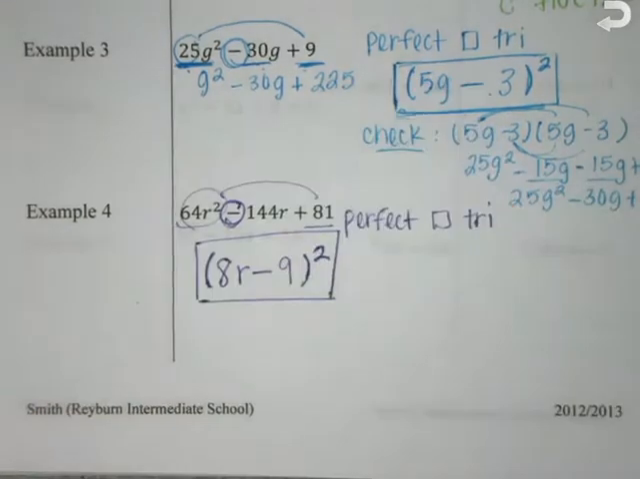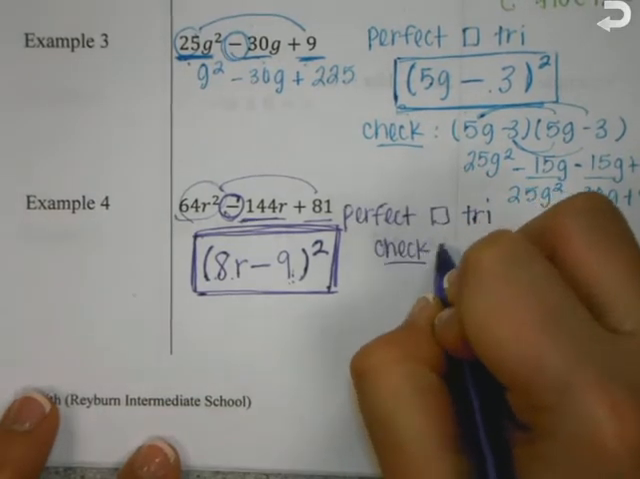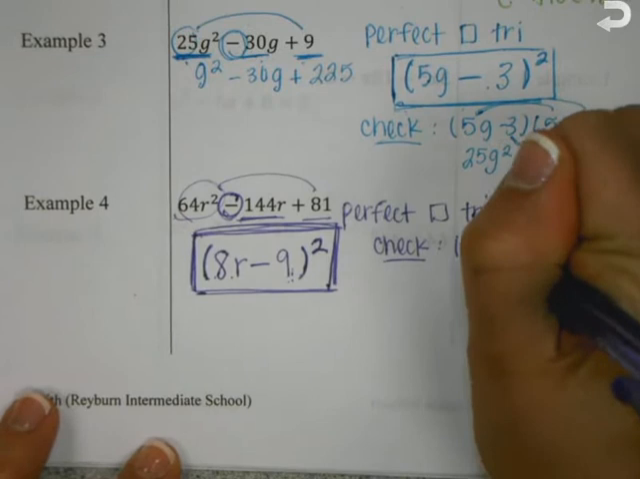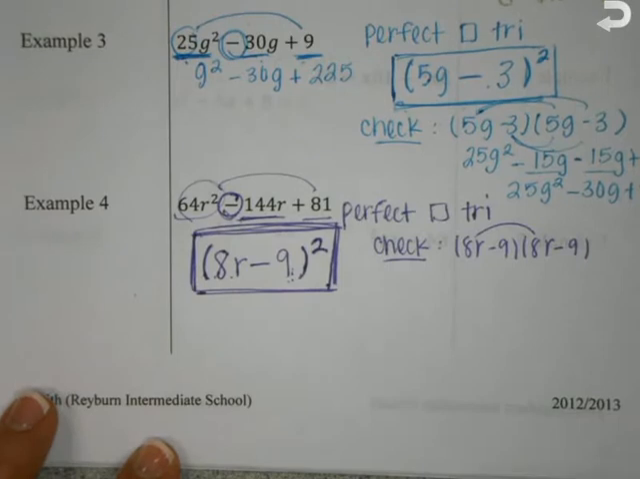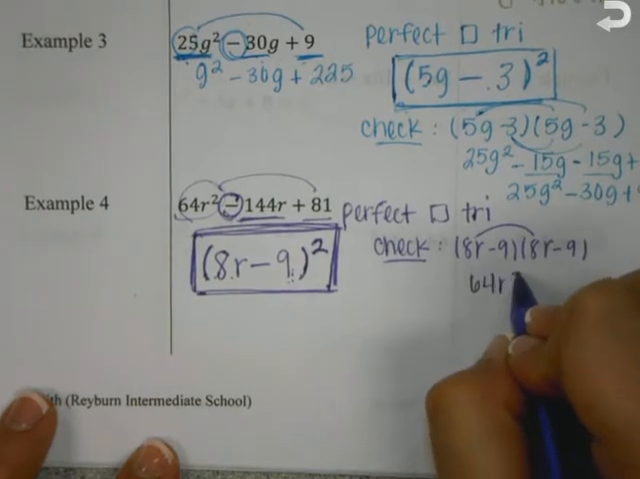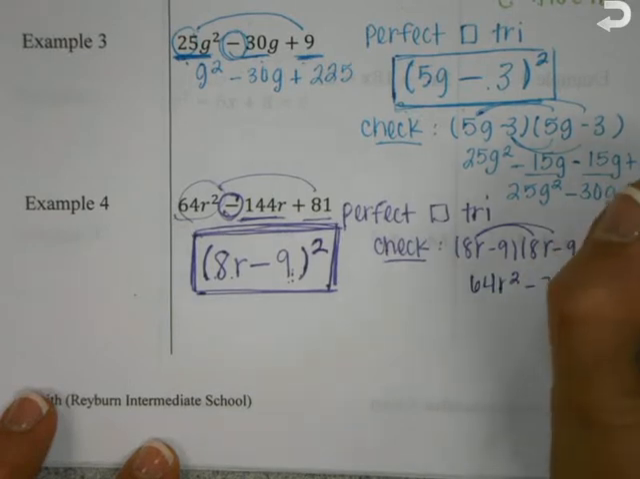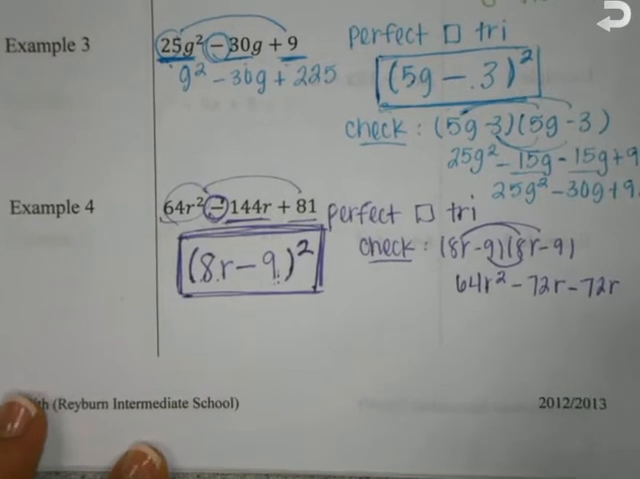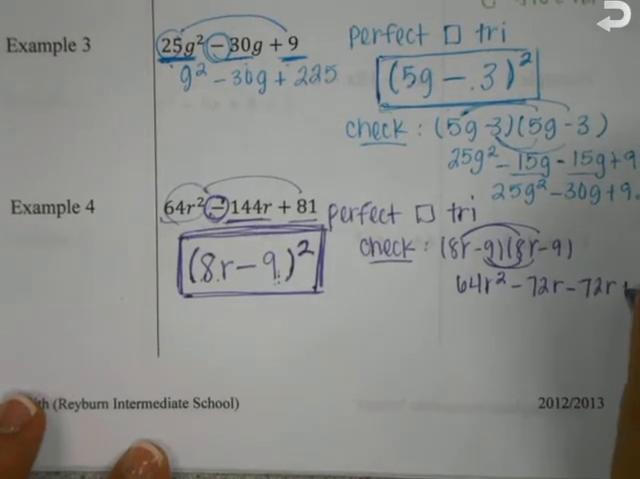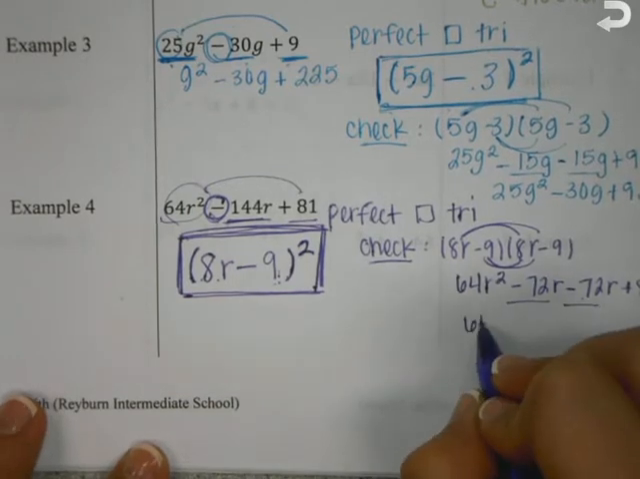Expand it. So 8r minus 9 times 8r minus 9. 8r times 8r? 64r squared. 8r times negative 9, negative 72r. Negative 9 times 8r, negative 72r. And negative 9 times negative 9? Positive 81. What's negative 72 minus 72? Negative 144r plus 81. Is that what we started with? Yes, it is. So we factored correctly.